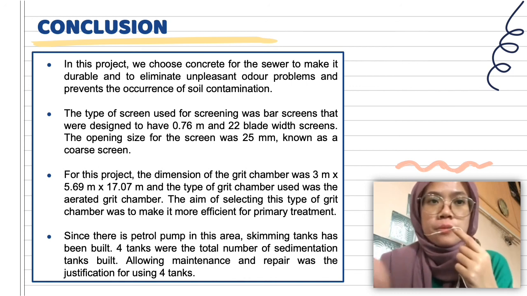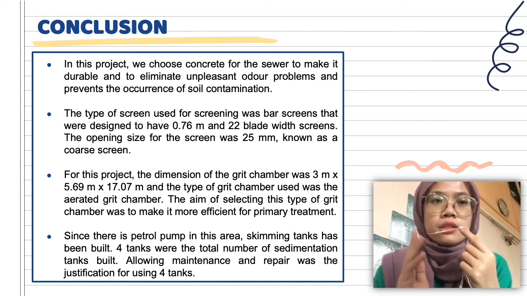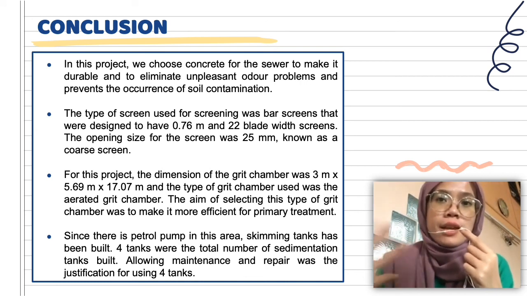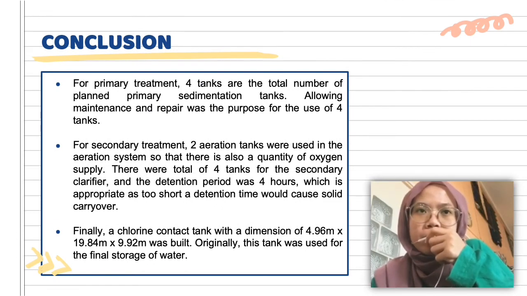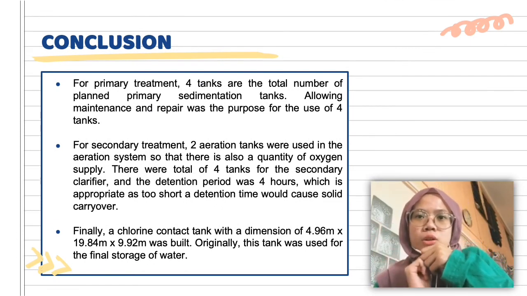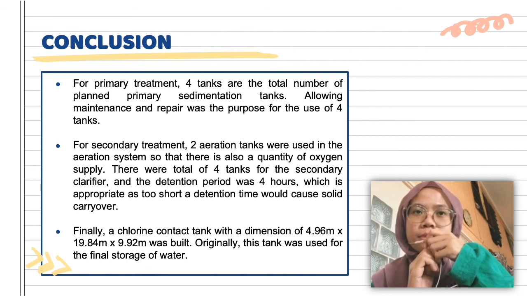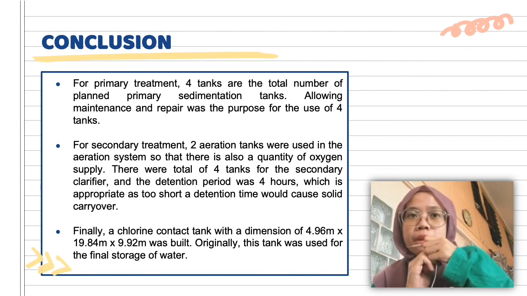Since there is a petrol pump in this area, skimming tanks have been built. 4 tanks were the total number of the skimming tanks. Allowing maintenance and repair was the justification for using 4 tanks. For primary treatment, 4 tanks are the total of planned primary sedimentation tanks. Allowing maintenance and repair was the purpose of using 4 tanks.